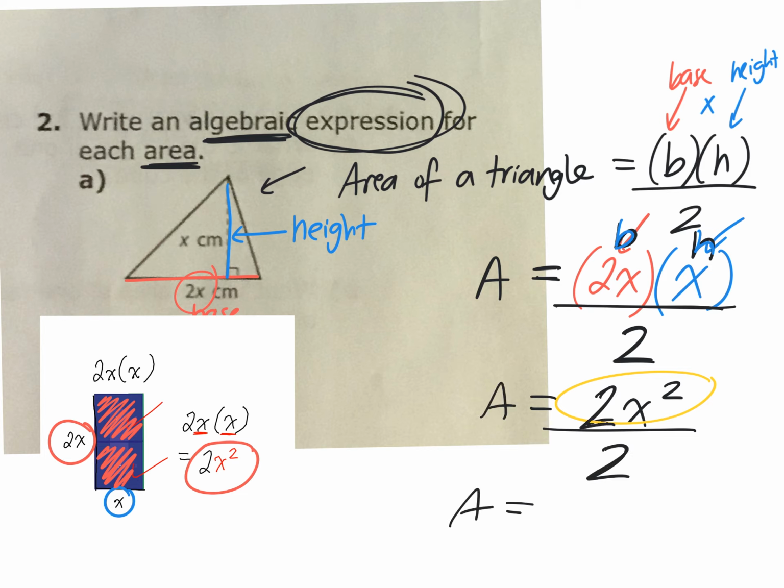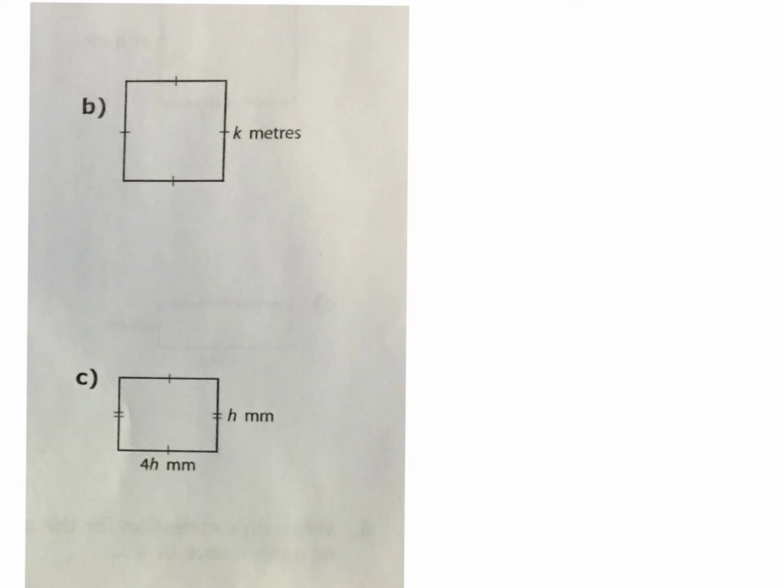What's 2 divided by 2? It reduces to 1. So I can put 1 x squared, or you don't even have to put the 1 there. You can erase that, and you can just write that the area of this triangle is just equal to x squared. If this is a square, right, this side is equal to this side, and this side, what is each side represented by? K.